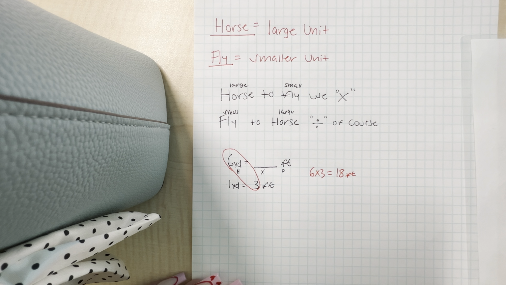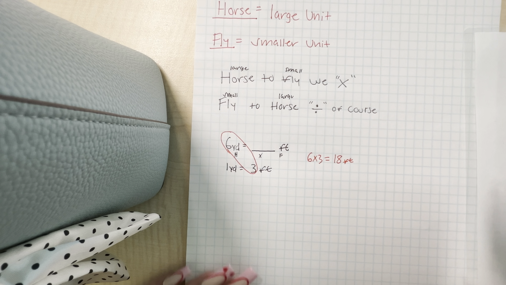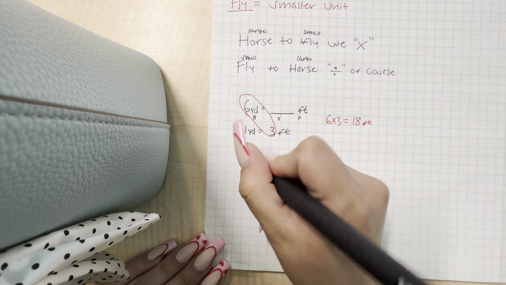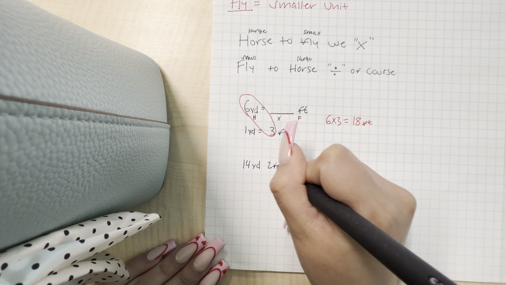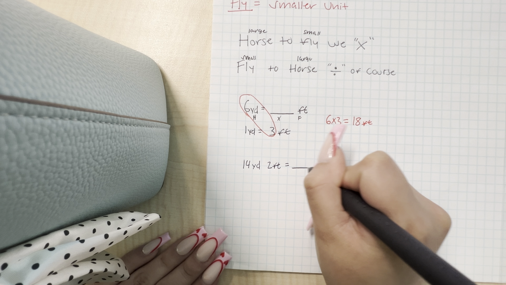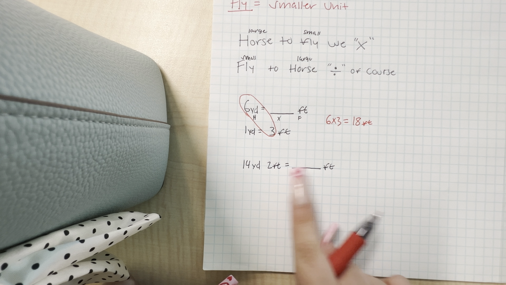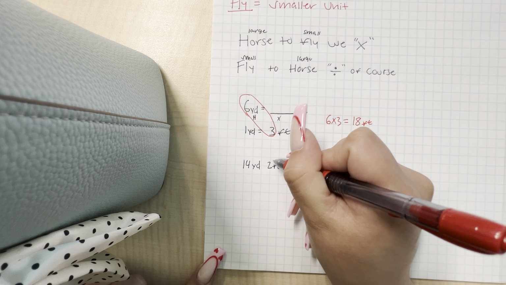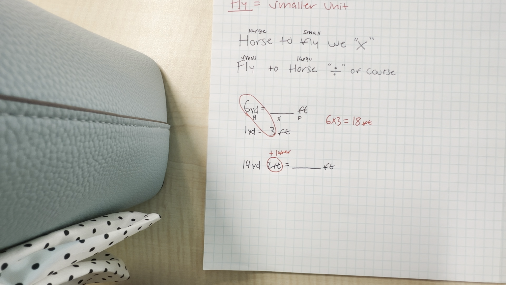All right. Let's go ahead and try another one. The first few examples, we're just going to do horse to fly so we can get comfortable with it. Now, I have 14 yards and 2 feet that I would like to convert all into feet. Since these two are the same units, we can add them together once we've turned our 14 yards into feet. So I'm going to circle it and put add later so that I do not forget I need to add that to my total in the end.